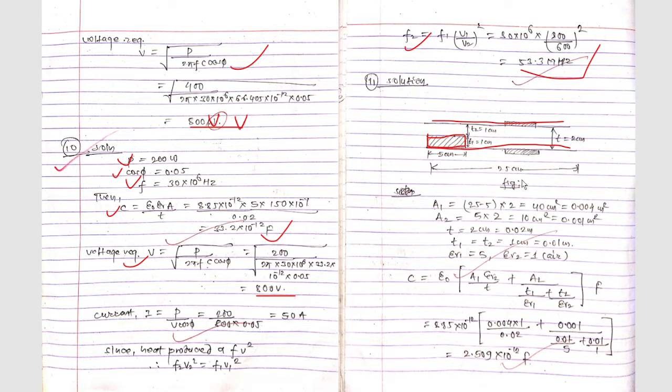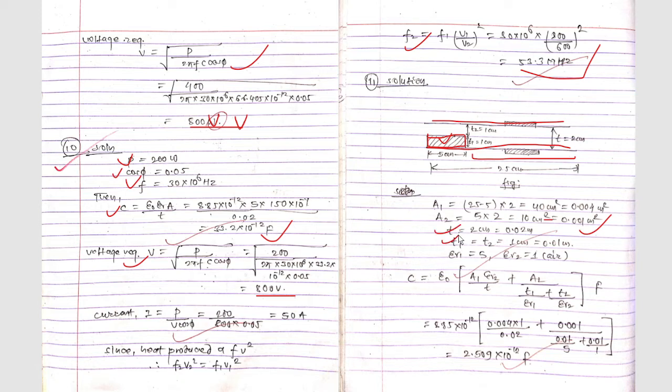The electrode has a length of 25 centimeters, and the width is 2 centimeters, given in the question. So if you consider area A1, from here to here, 25 minus 5 gives 20, and the width will be 2 centimeters. So A1 will be 25 minus 5 into 2, so you'll get 40 cm square, and in meter square you'll get 0.004 meter square. Similarly, A2 will be the plywood area. So 5 into 2, with the width given in the question as 2 centimeters, is 10 centimeter square. So you'll get 0.001 meter square.